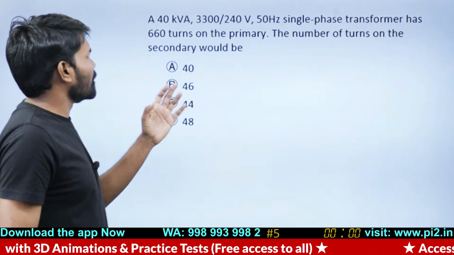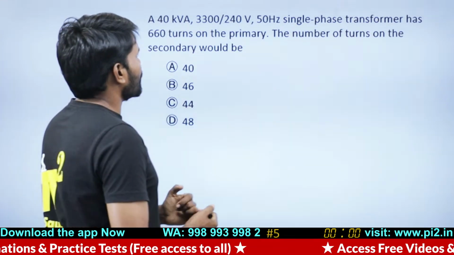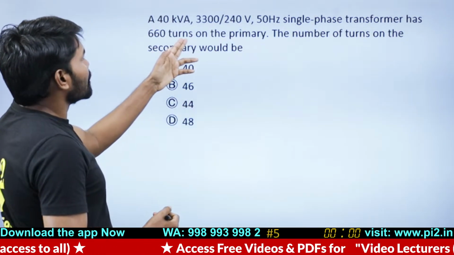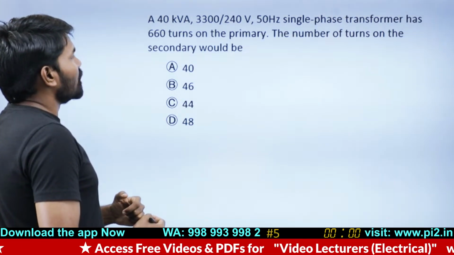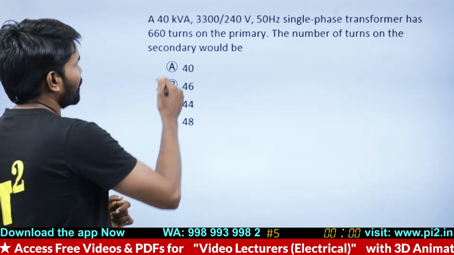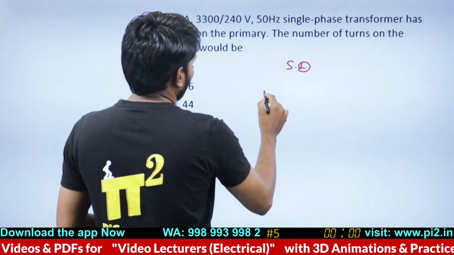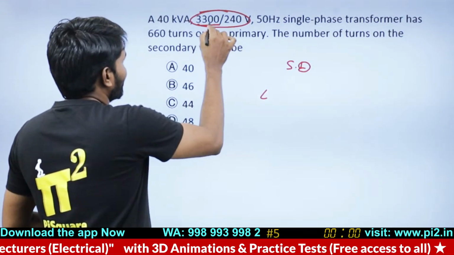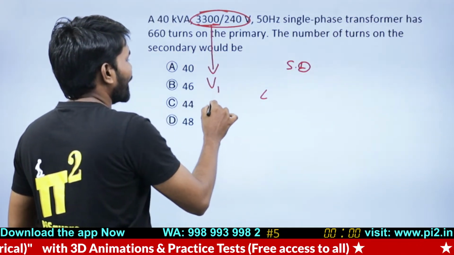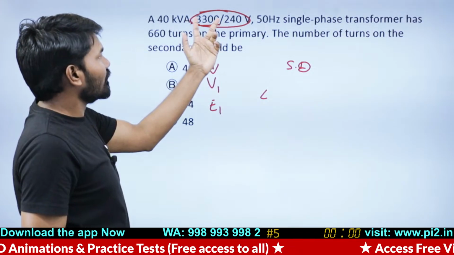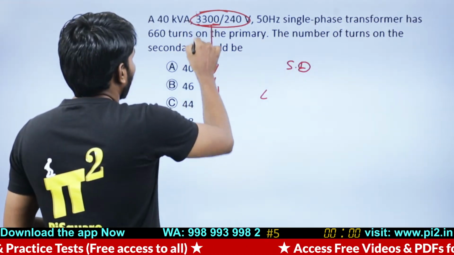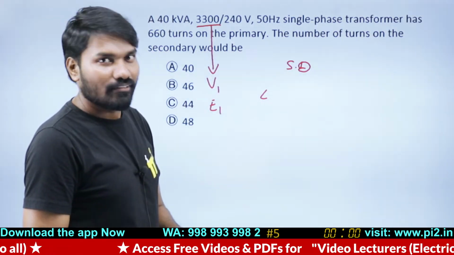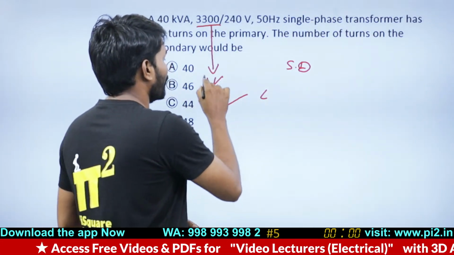Let's see. It says a 40 kVA transformer, 3300 volt, 240 volts, 50 hertz single phase transformer has 660 turns on the primary side. Find the number of turns on the secondary side. So definitely it's a step down transformer. Tell me guys, to be more precise, is the 3300 given here V1 or E1? In the chat please, quickly. Yes, it is E1, not V1.